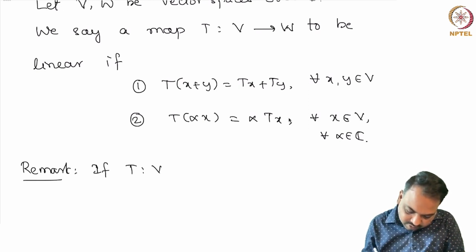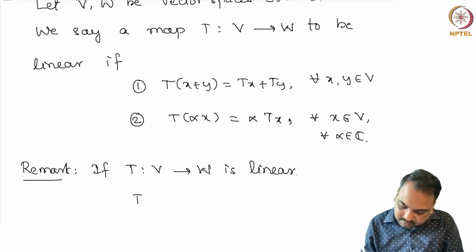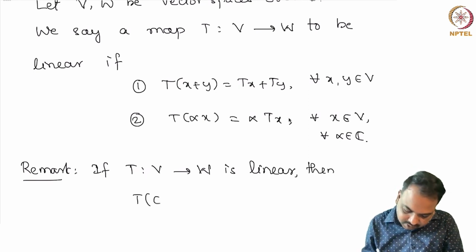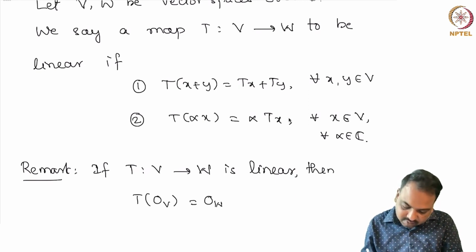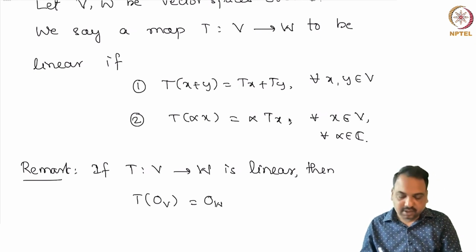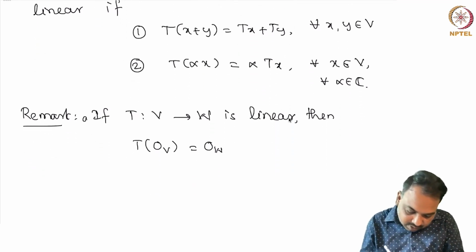If T from V to W is linear, then T of the zero vector of V, that is 0 suffix V, is nothing but the zero vector of W. That can be seen from the second condition. You take alpha to be 0 and x any vector, then alpha times x is 0. So T of 0 is 0 times T of x, for any other vector x. So you will get 0. One other important observation is the following.